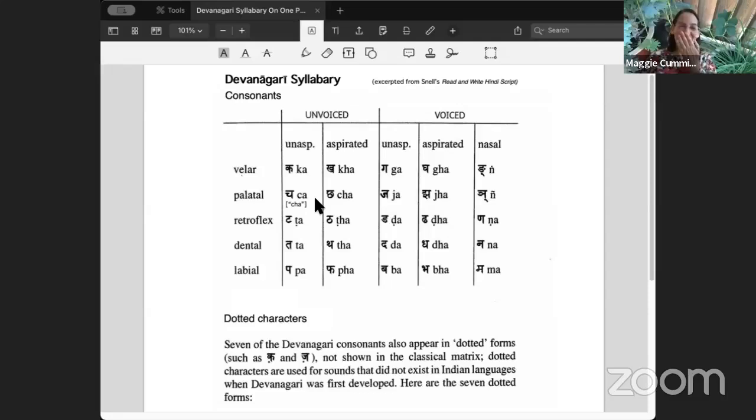Did you feel the air? Which one? The first one? The first one. Cha, cha. Okay, good. All right, so let's look at retroflex now.